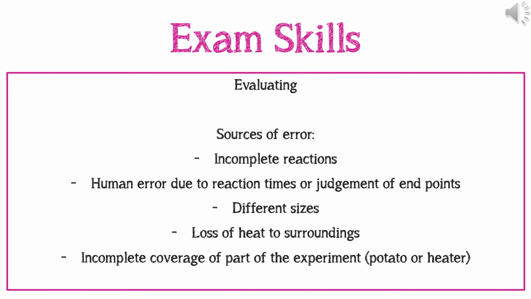Different sizes, so if we're talking about powders or lumps of things, then they come in different sizes, it could have an impact. Same with bubbles in photosynthesis experiments. Not every bubble is exactly the same volume. We could talk about loss of heat to the surroundings if we're measuring a temperature change, and we could also talk about the fact that something's not completely covered by something else. So if we're thinking osmosis, it might be that part of the potato chip wasn't covered by the solution, or if we're doing specific heat capacity, it might be that the heater wasn't completely covered by the substance. So look at the information they give you and think, well, where could things go wrong? And that's your source of error.